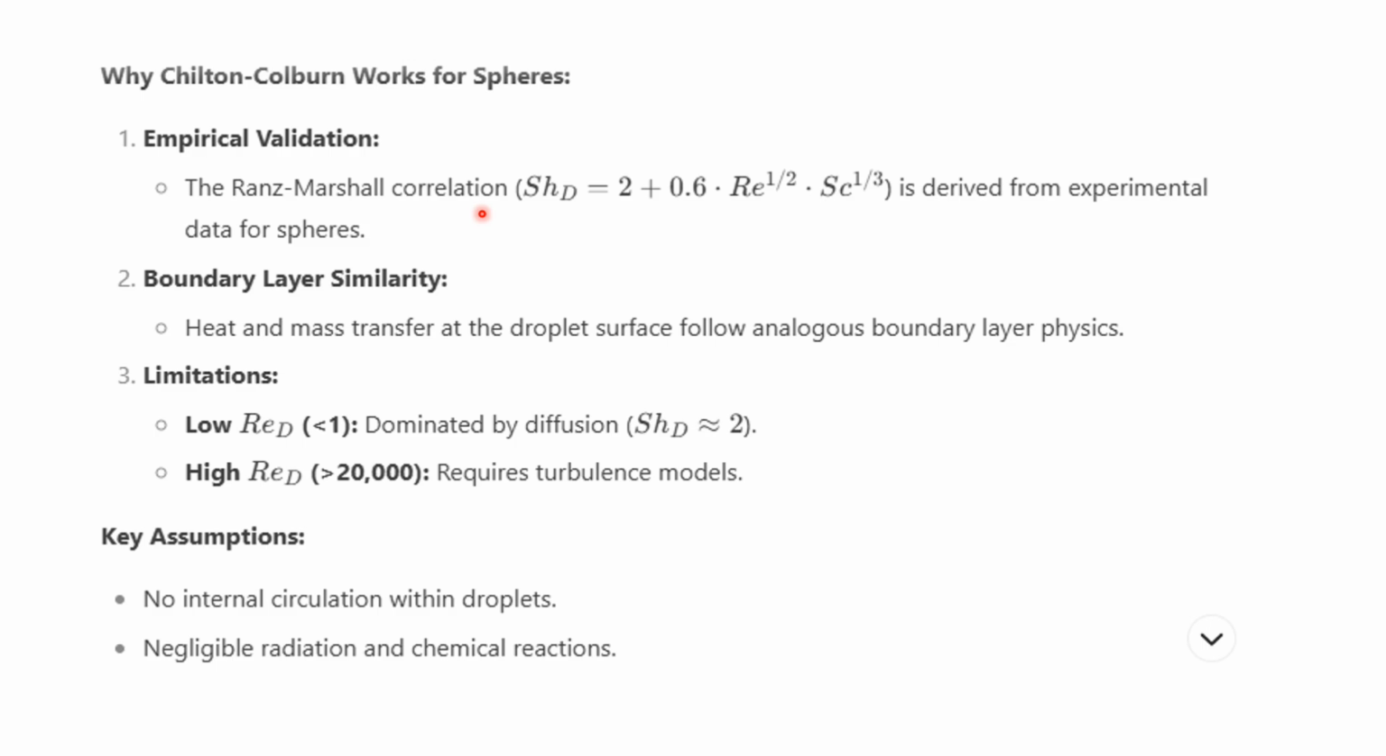That is, Sherwood number equals 2 plus 0.6 multiplied by Reynolds number to the power 1/2, multiplied by Schmidt number to the power 1/3. Now this is derived from the experimental data for spheres. So this is the first point.